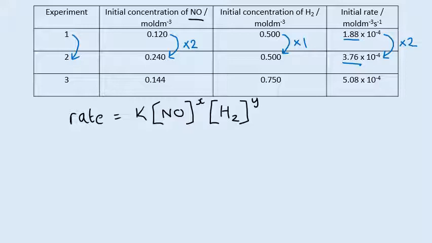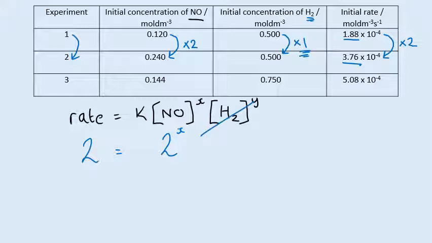Okay, so what have I just found out? I found out that the rate will double as the concentration of NO doubles and the concentration of H2 remains the same. Now, because this is remaining the same, it's a 1, I can remove that from this expression because 1 to the power of anything is just 1. That's why I compared experiments 1 and 2, because H2 was remaining the same. That's the whole point. So I can remove it at this point.